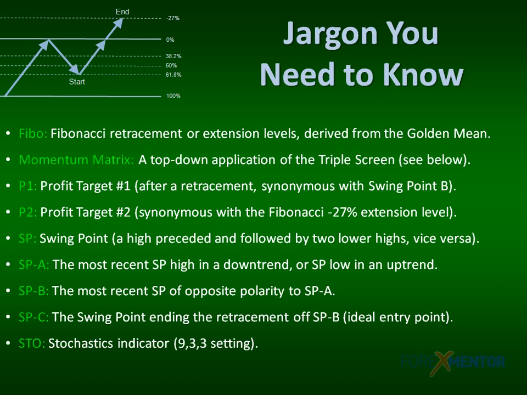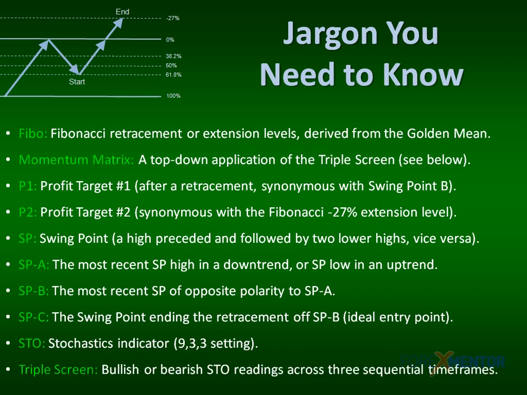STO simply stands for Stochastics Indicator. Our default setting here is 9-3-3. And finally, triple screen, as we already mentioned, is simply concurrent bullish or bearish momentum readings on each of 3 consecutive time frames. There might be the odd little bit of jargon in addition to this list popping up here and there, but for the most part, that represents the sum total of our course-specific trading terminology.